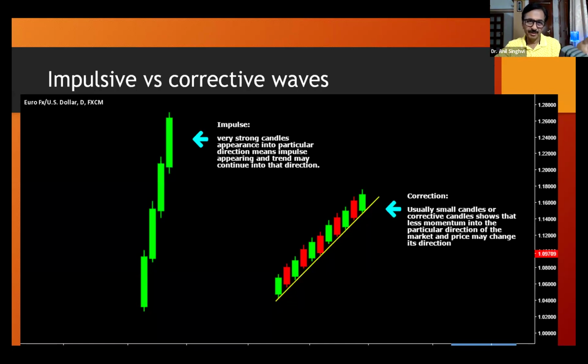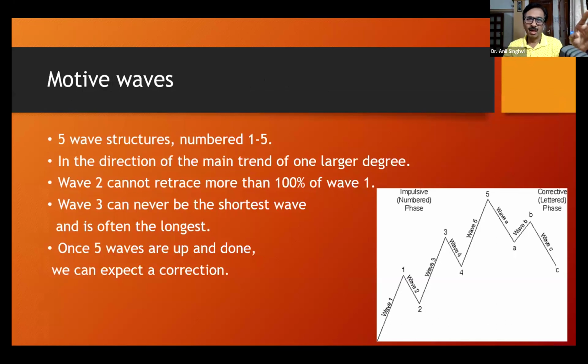It's so simple. Right? So now we come to some more details. Out of these 5 wave structures, you number them 1 to 5. That is the main direction of the trend. Certain rules are there: wave 2 cannot go below the origin of wave 1. Wave 3 cannot be the shortest wave, normally it is the longest. And wave 4 cannot come into the territory of wave 1. So it is an impulse, overlap cannot happen, right? And once 5 waves are up and done, we can expect a correction.